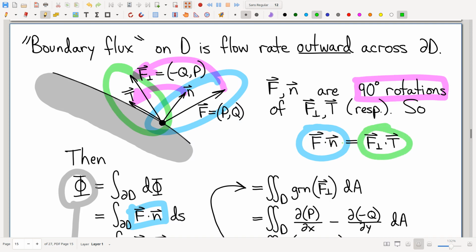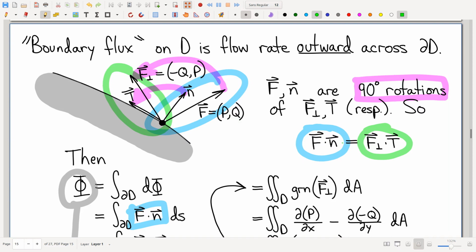Not the original vector field dot n, but the rotated vector field that I call f perp, little perpendicular subscript, dot t. And why are those dot products the same? Well, because dot products only depend on magnitude and angle. And rotating preserves the magnitudes of these two vectors, and it preserves the angle between these two vectors. So it's kind of a slick little move.